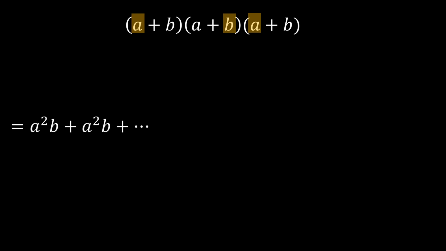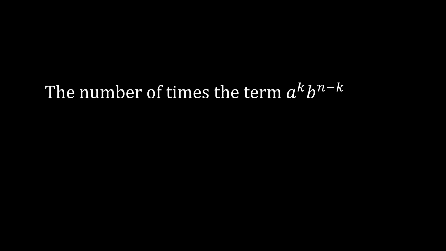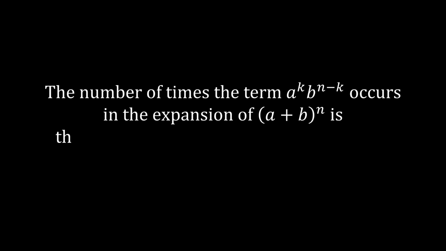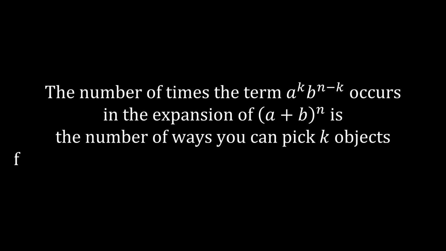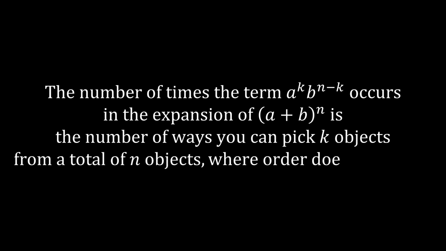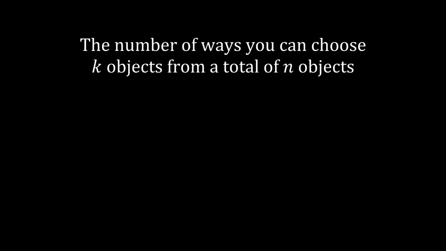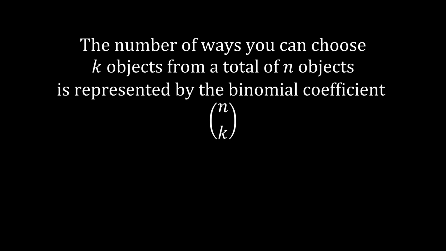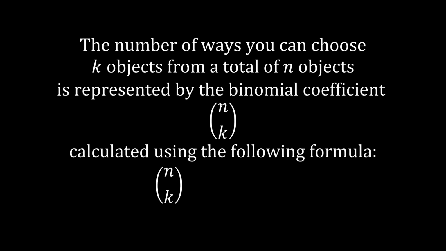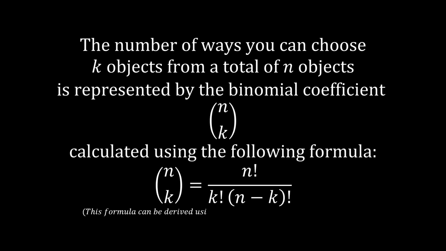So now we can see that the number of times the term a to the k times b to the n minus k is repeated in an expansion is the number of ways you can choose k items from n items where order doesn't matter. And we know that the number of different ways you can make a group of k items from a total of n items is given by this combinatorial formula here, or simply represented by the symbol n choose k. And now we have everything we need to expand binomials raised to a certain power.